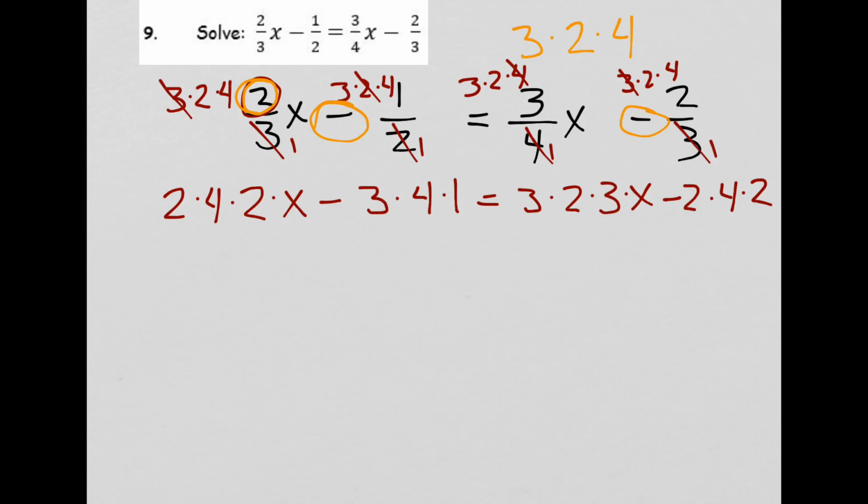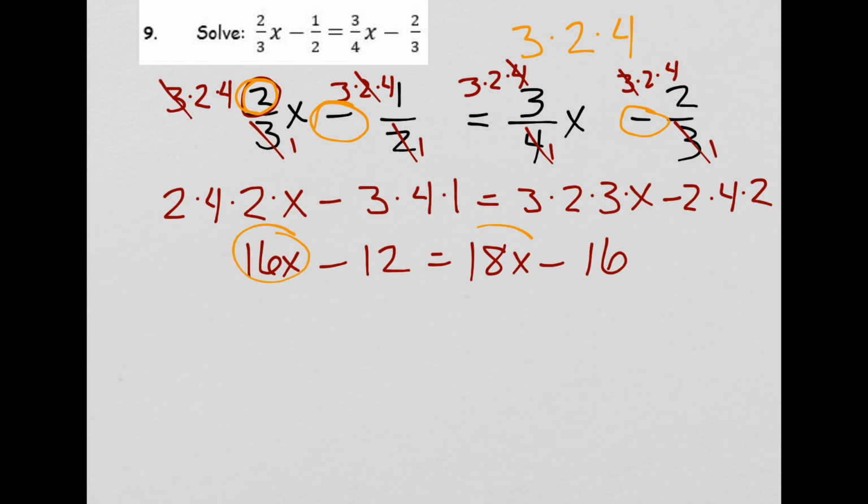Now let's start to simplify. 2 times 4 is 8 times 2 is 16. 3 times 4 times 1 is 12. 3 times 2 times 3 is 18. And we have another 16. Hey, look at that! It's our landmark equation. We have a variable on each side and we have a constant on each side. So you should know really well what to do from here on out.